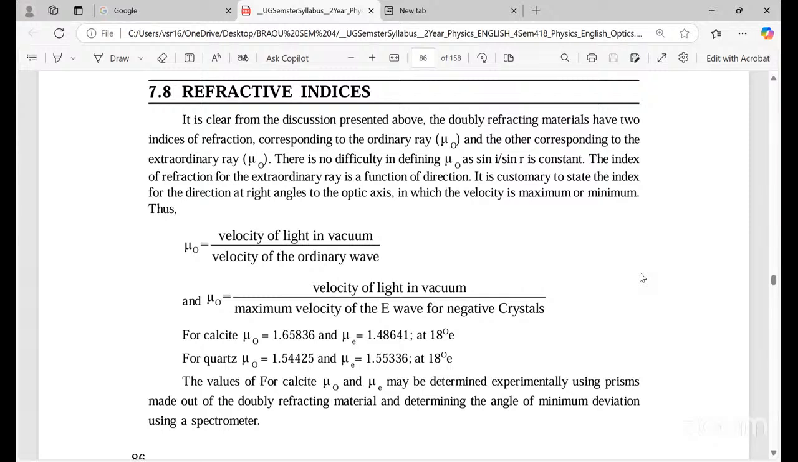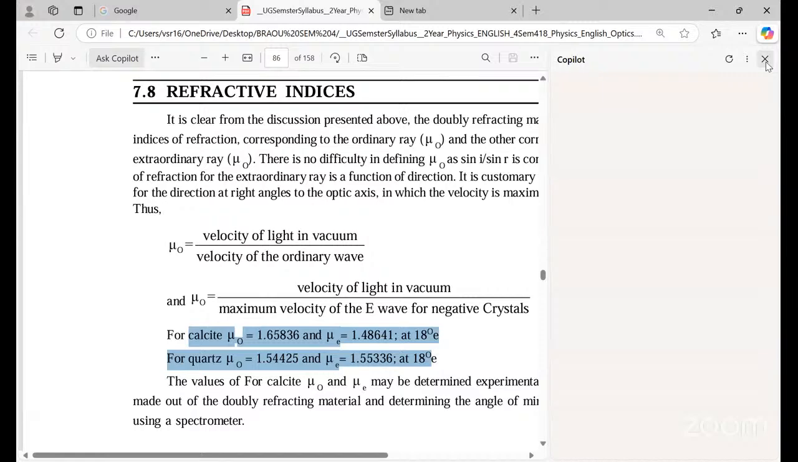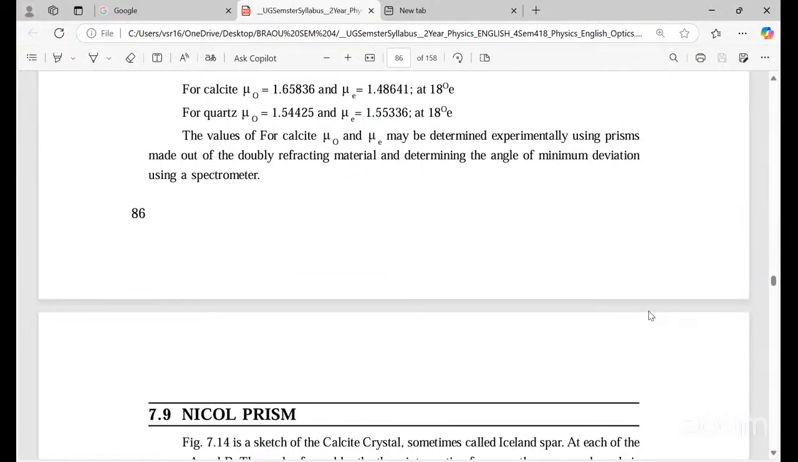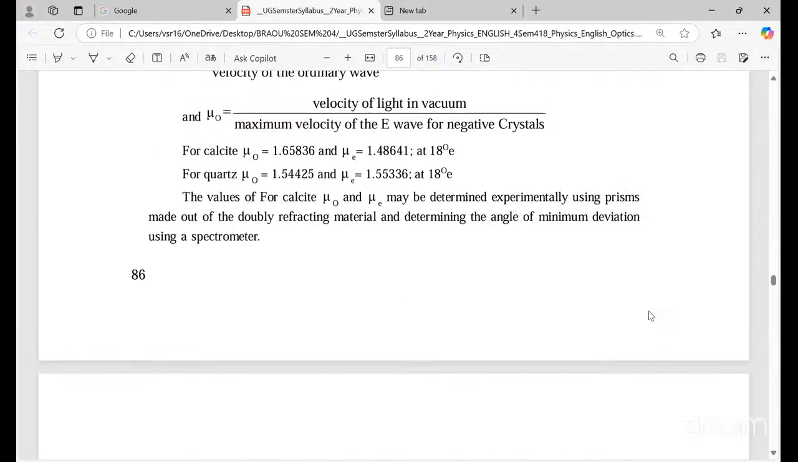So mu naught is the ratio of the velocity of light in vacuum to the velocity of the ordinary ray. For negative crystals, mu e is the velocity of light in vacuum by the maximum velocity of the extraordinary wave. So the refractive indices for the extraordinary and ordinary rays are given for calcite as well as quartz crystal. You can observe this. Okay. So the values may be determined experimentally by using prisms made out of doubly refracting materials, and determining the angle of minimum deviation using the spectrometer.